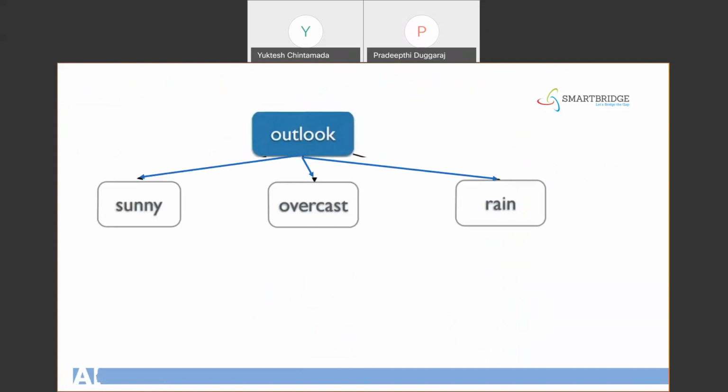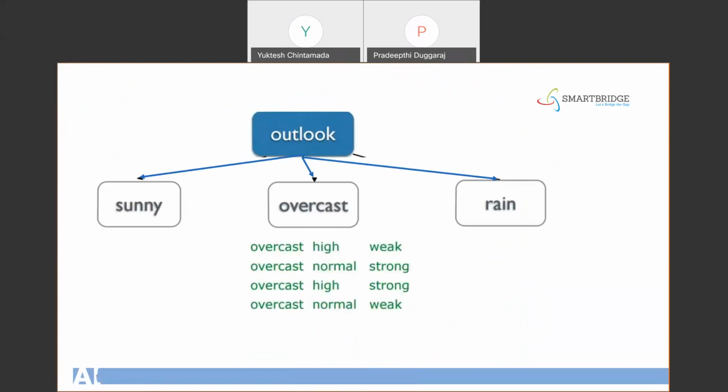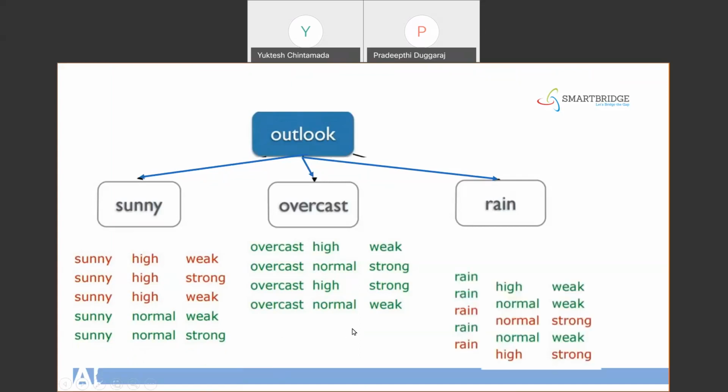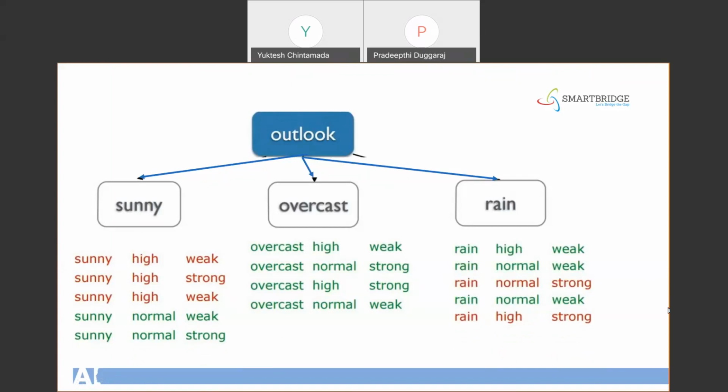And each and every category has some observations. For overcast, there are 4 observations, all yes. There are 5 observations for sunny, out of which 3 are no and 2 are yes. In the same way, rainy also has 5 observations, out of which 3 are yes and 2 are no. No conditions in the sense of observations.